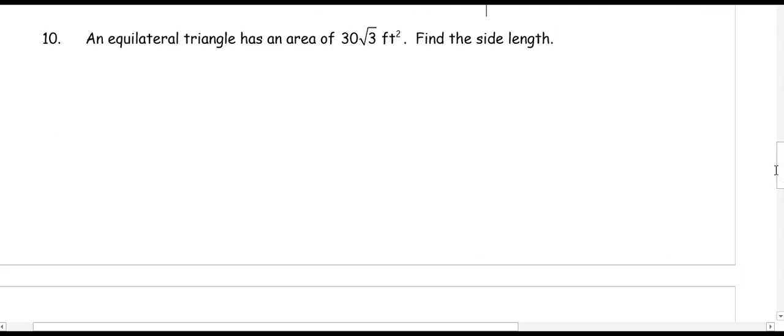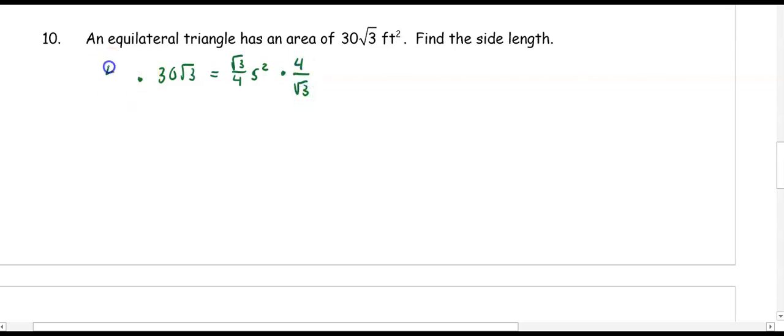In number 10, an equilateral triangle has an area of 30√3 feet squared. Find the side length. So we know that the area of an equilateral triangle is equal to √3/4 times the side squared. And we know our area right now is 30√3. So to get rid of that fraction in front of the s squared, we can multiply by the reciprocal.